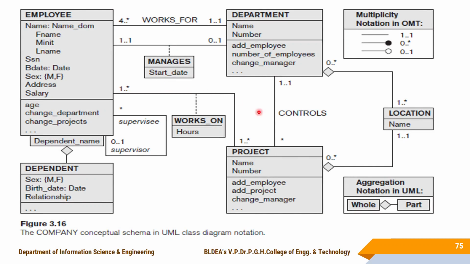Okay, next we'll see the same notation using the conceptual schema for the company database using this UML class diagram. As I told earlier, this diagram is divided into parts here. The first part tells the class name. Okay, this is your part 1. It is the name of the class here.